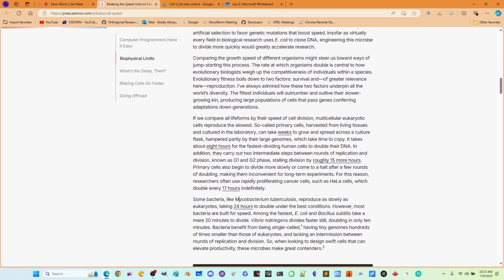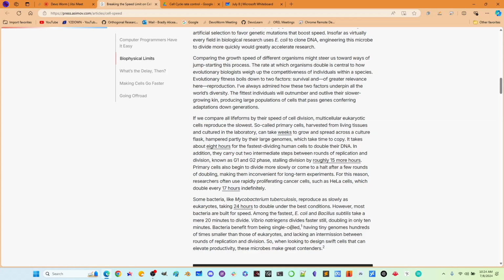Some bacteria, like Mycobacterium tuberculosis, reproduce as slowly as eukaryotes, taking 24 hours to double under the best conditions. However, most bacteria are built for speed. Among the fastest, E. coli and Bacillus subtilis take a mere 20 minutes to divide. So these are pretty fast dividing cells. We talked about E. coli previously. Bacillus is also in this class of very fast dividing cells. Vibrio divides faster still, doubling in only 10 minutes.